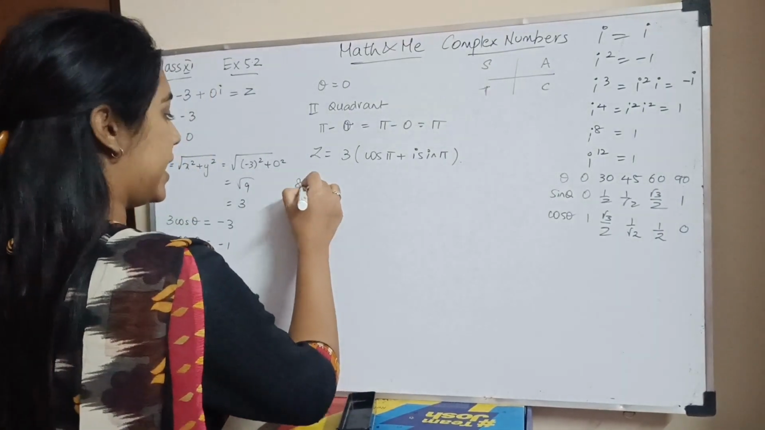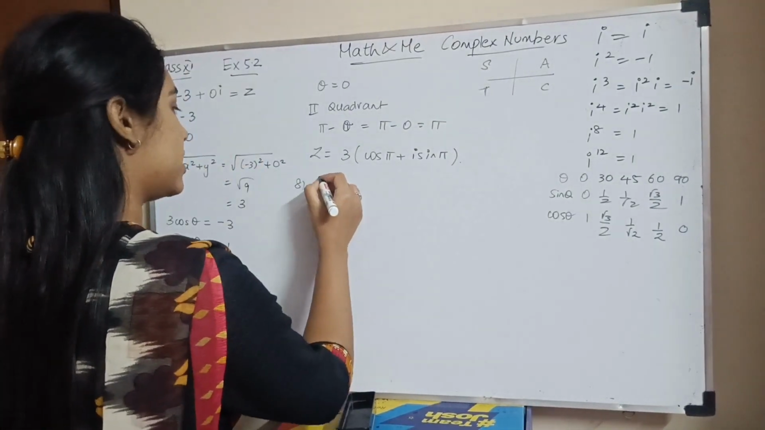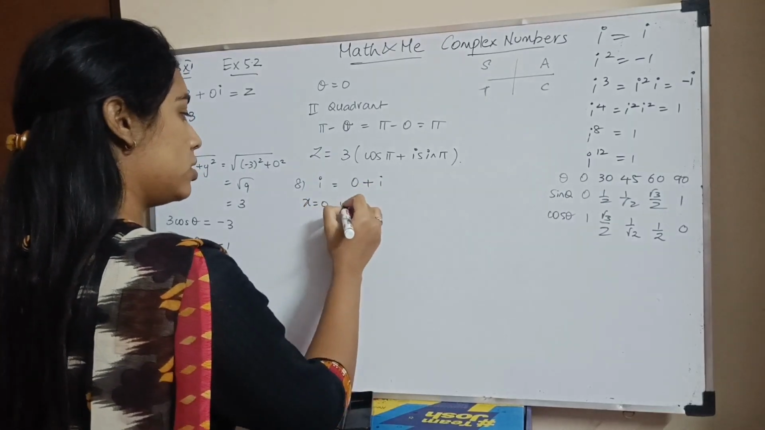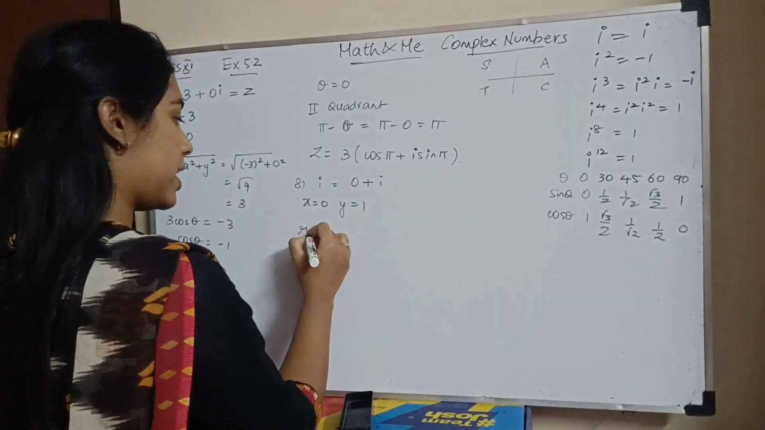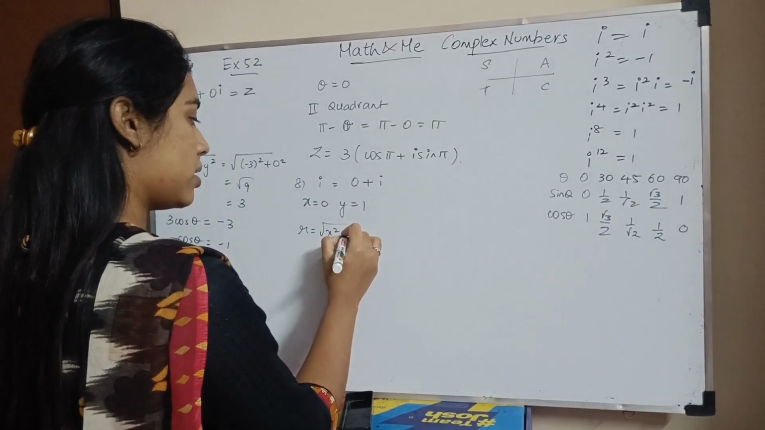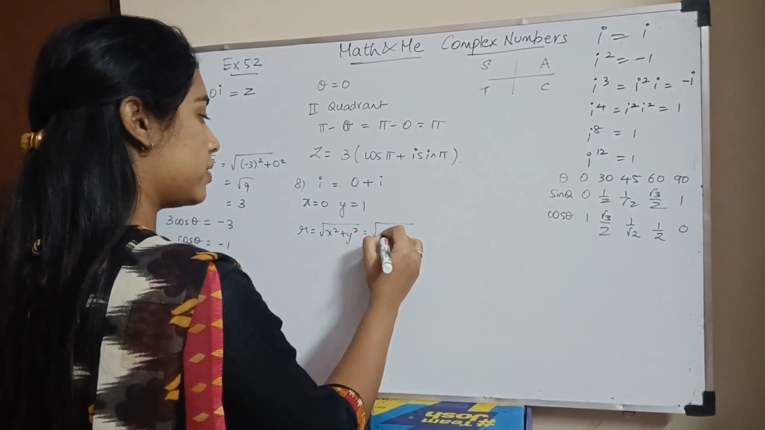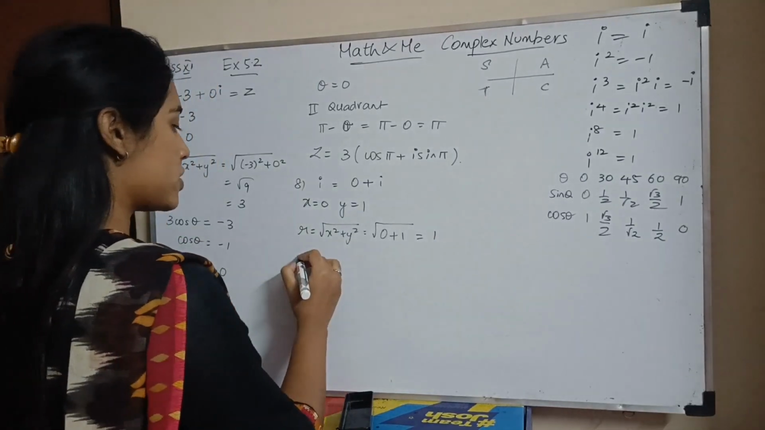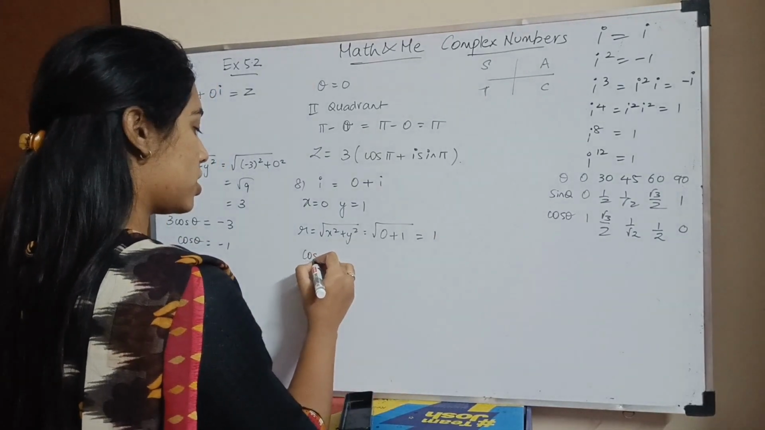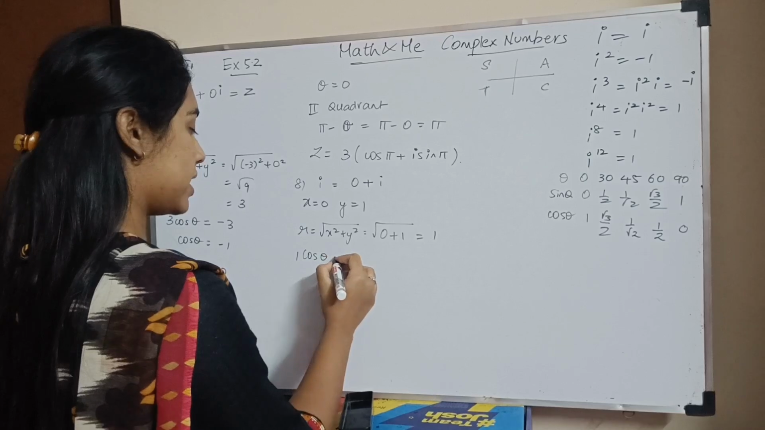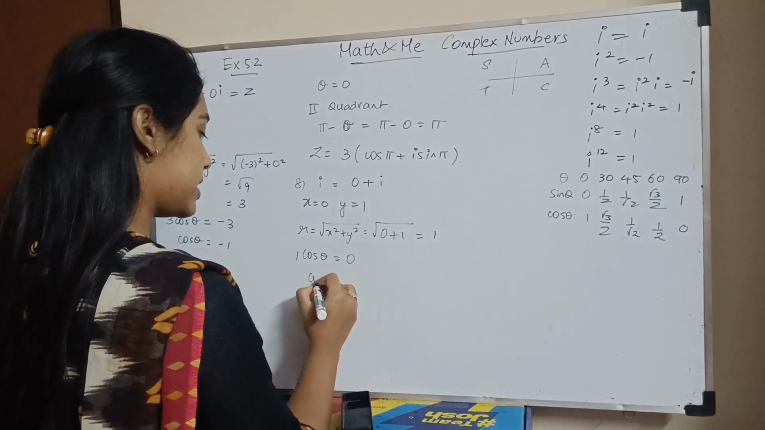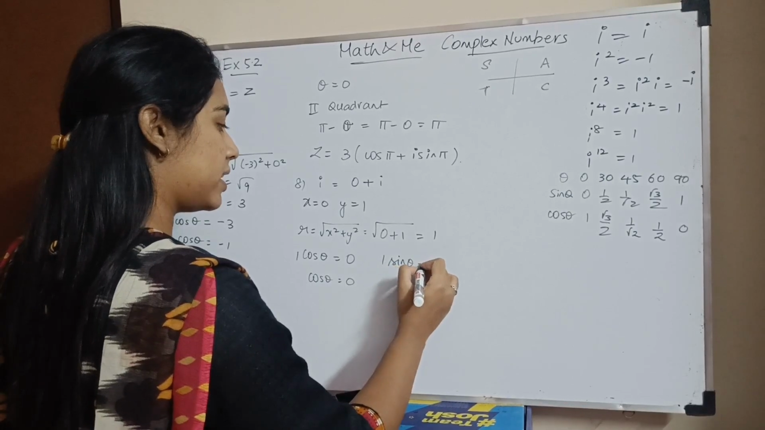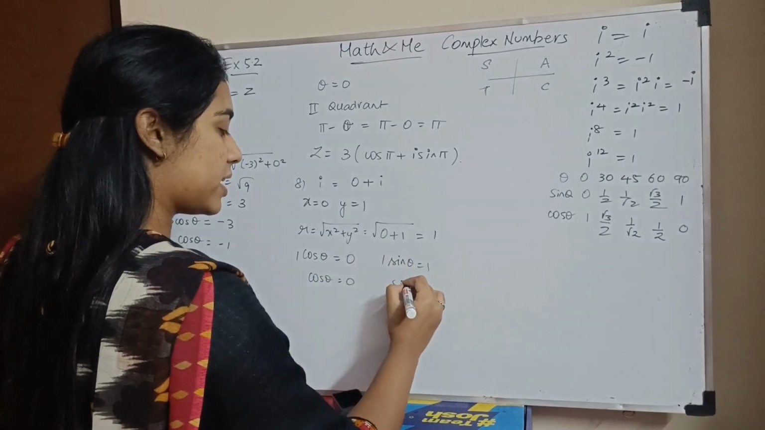So இதே மாதிரி 8th question. What is my 8th question? It is i. So which is nothing but 0 plus i. So என்னோட x value 0, y value 1. அப்ப r என்ன? Root of x square plus y square, which is root of 0 square plus 1 square, which is 1. Root of 1 என்ன? 1. So இப்ப r cos theta. So it will be r, 1 times cos theta equals 0. So cos theta is 0. அதே மாதிரி 1 times sin theta is 1. So sin theta is 1.